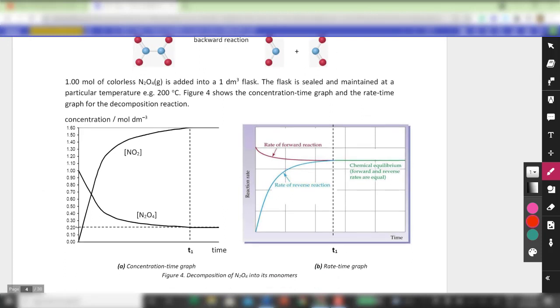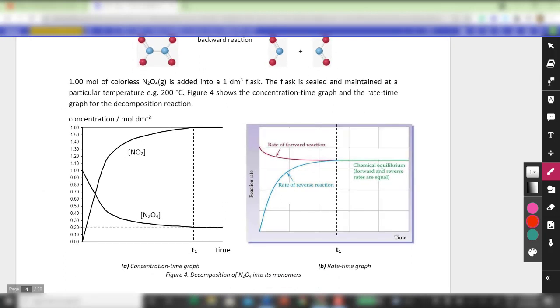If you have a certain amount of N2O4 in the system, and then N2O4 starts to decompose, you realize that NO2 will be formed, and after a while it will reach a certain concentration, which is about 1.6, and then the N2O4 will drop to about 0.2. Yeah, N2O4 drops from 1.00 to 0.2, and NO2 will increase from 0 to 1.6.